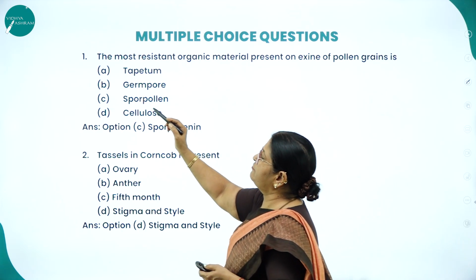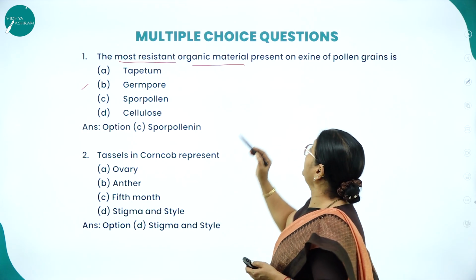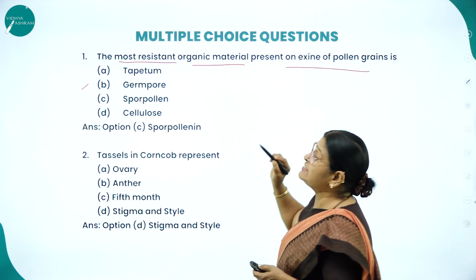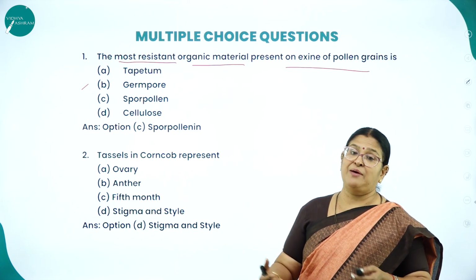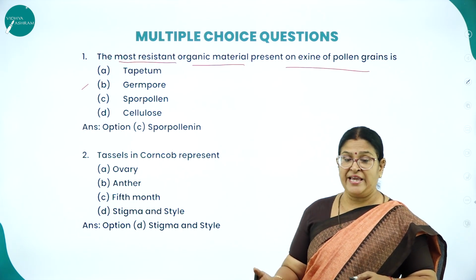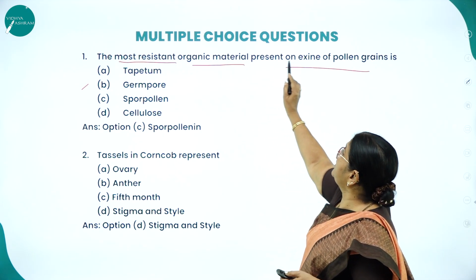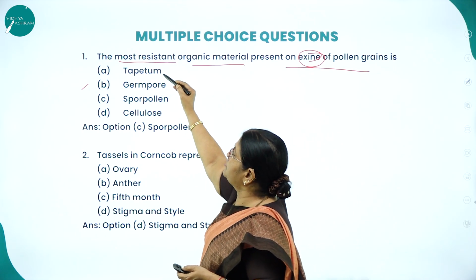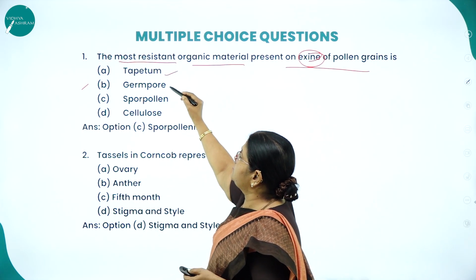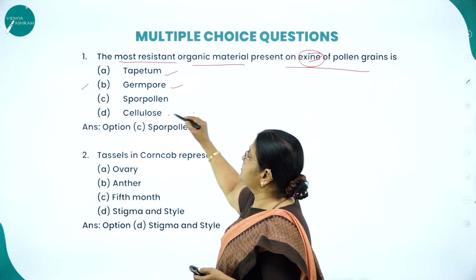For example, the first MCQ: the most resistant organic material present on the exine of pollen grain. As we all know, the pollen grain has two envelopes or integuments, the outer exine and the inner intine. So the most resistant organic material present on the exine, what is it? Is it option A, tapetum, option B, germ pore, or sporopollenin and cellulose?